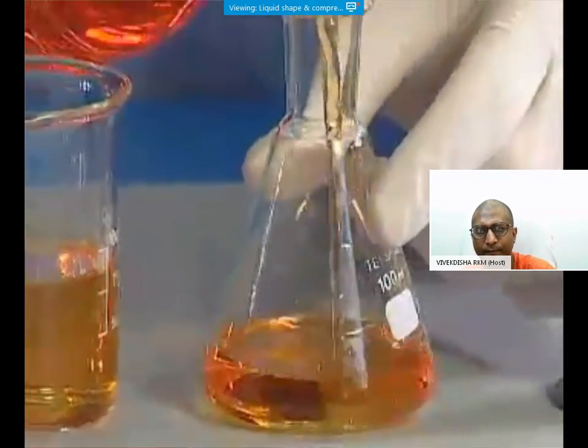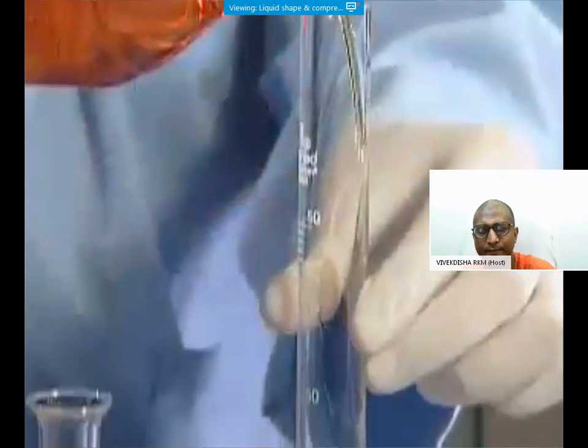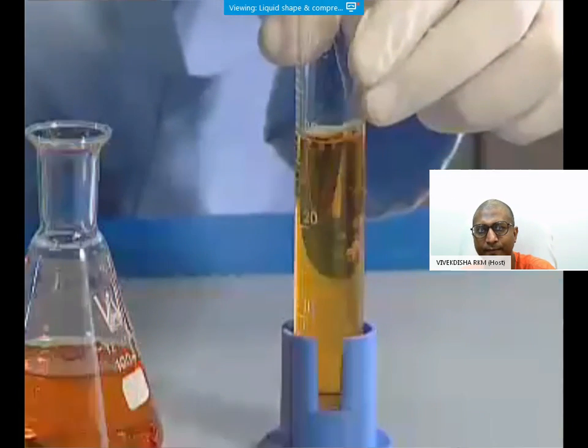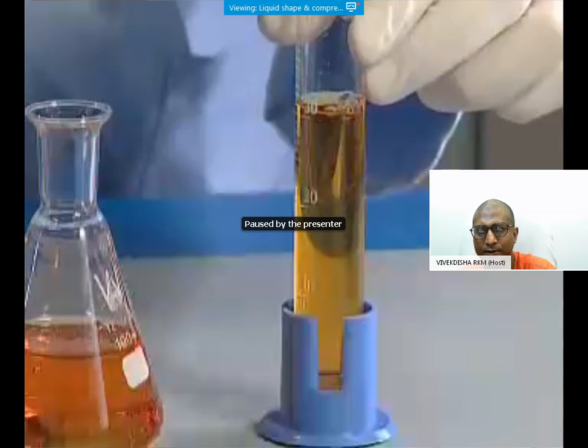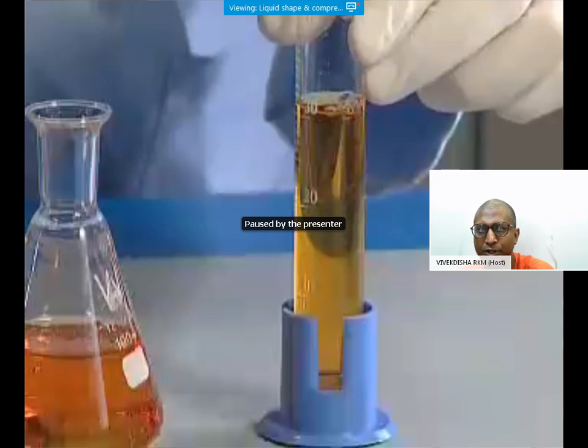A liquid assumes the shape of the vessel it fills. Akashlina, what characteristics do we observe now? Liquid assumes the shape of the container. And what is the name of the container in which the liquid is being poured? Test tube.